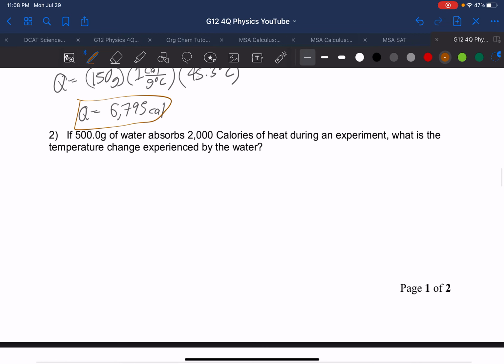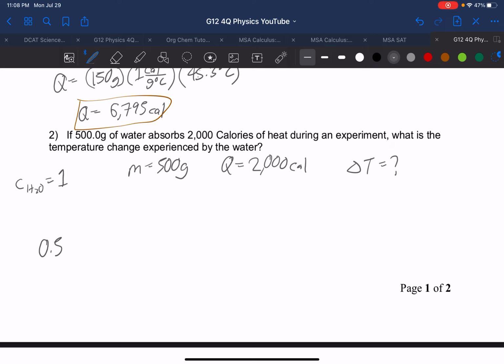Okay, how about number 2? So 500 grams of water absorbs 2,000 calories of heat. Definitely in the unit calories, we know that this is energy. That's the energy value. What is the temperature change experienced by the water? We know that we're talking about water. So C of H2O, what's the specific heat? It's still water. It's still in liquid form. If it were ice, then it's going to be 0.5. If it were vapor, it would be 0.48. But it's in liquid form, so it's 1.